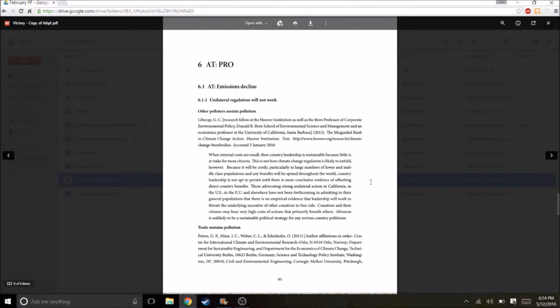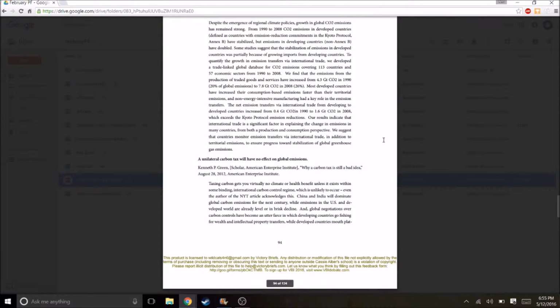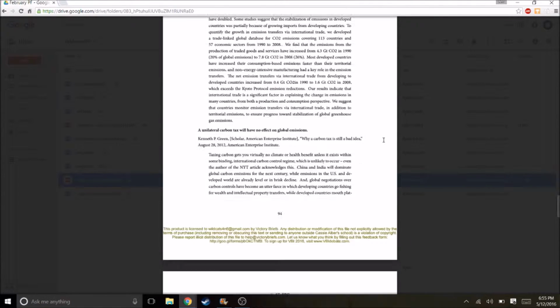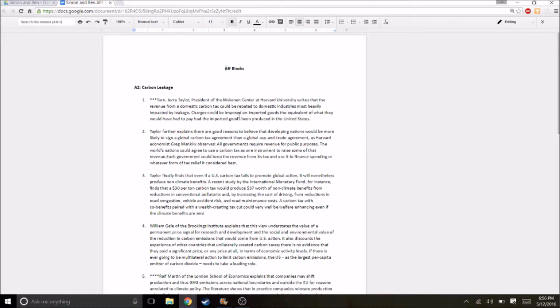This is an example of blocks and briefs that are used to help research other blocks and for topics that you need to have. Briefs are not supposed to be used actually in the round. They're just there to help you research.